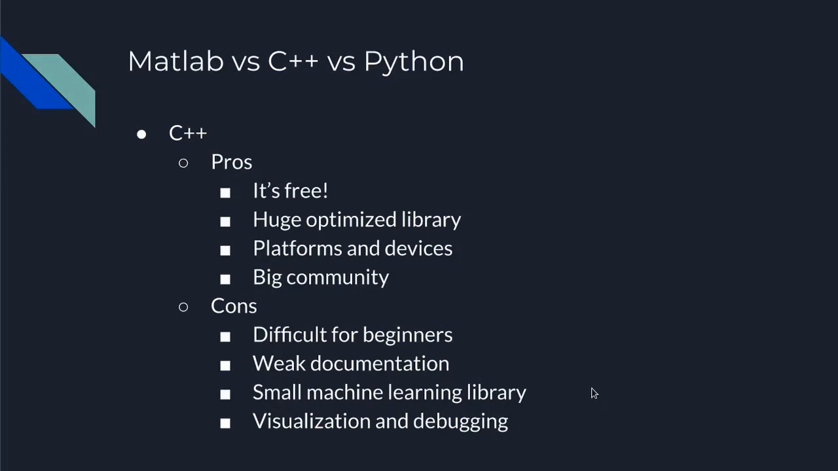Now that we saw the pros and cons of Matlab, let us look at the pros and cons of OpenCV for C++. So why should you use OpenCV for C++ for computer vision? So the number one pro is that it is free. Large parts of OpenCV for C++ are free.